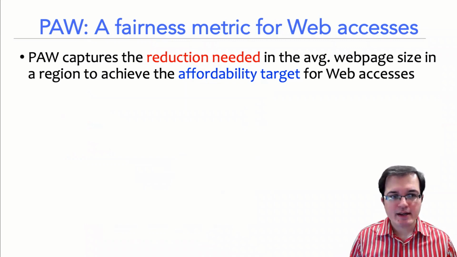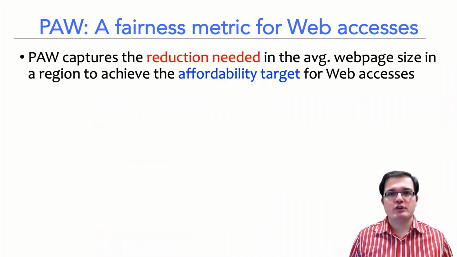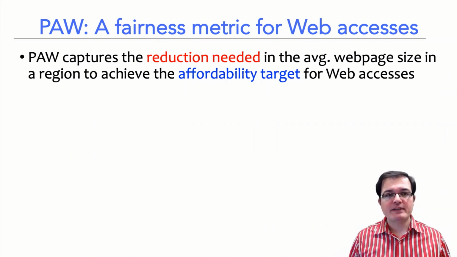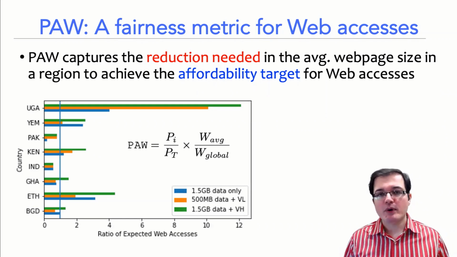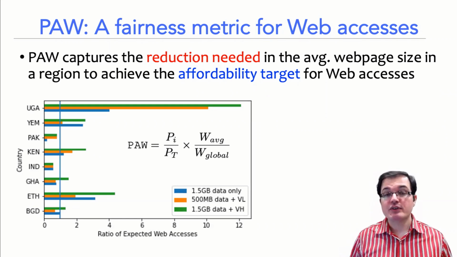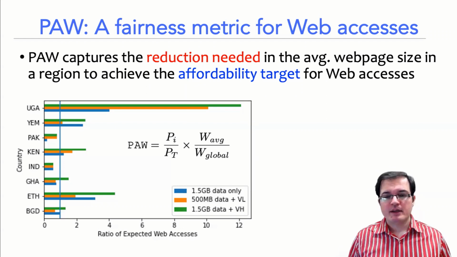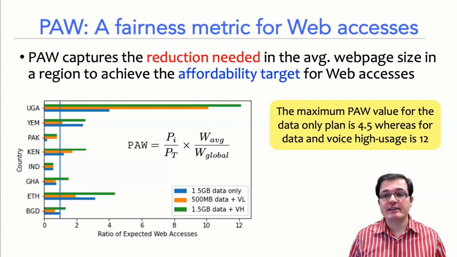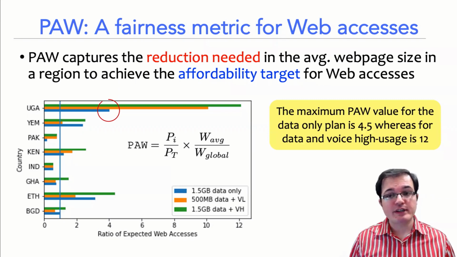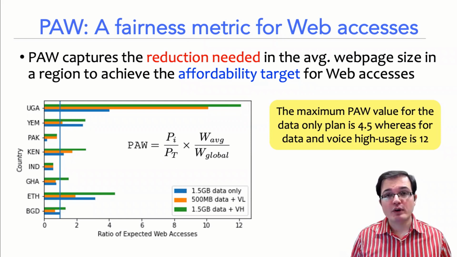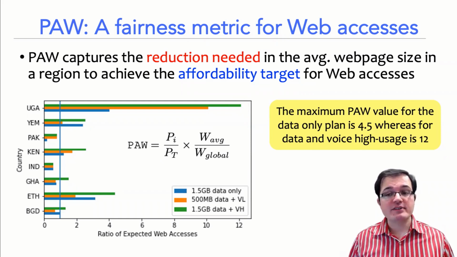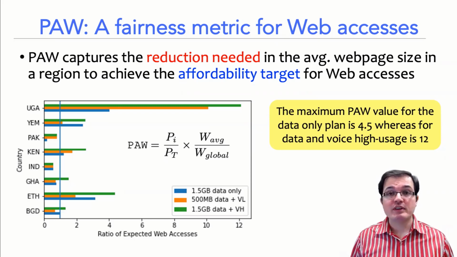Now let's try to understand the PAW index. PAW captures the reduction needed in the average web page size in a region to achieve the affordability target for web accesses. Here is a plot that shows the PAW index for 8 developing countries across 3 mobile broadband plans. It shows that the maximum reduction needed in the average web page size is 4.5x for data-only plans, whereas it is 12x for data and voice high usage plans. This suggests that offering low-quality versions of popular websites in these countries can bring many users within the affordability target.